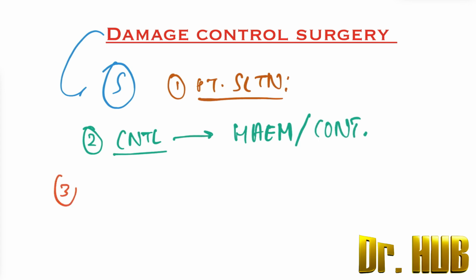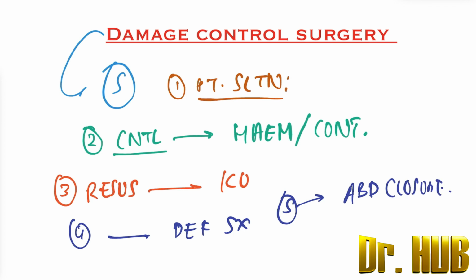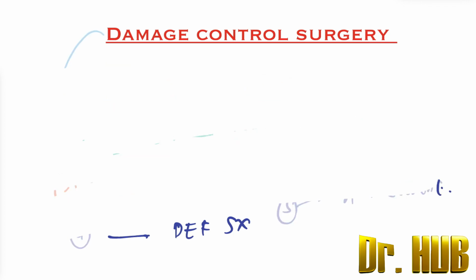Next, the third one is resuscitation, which is continued in the ICU. Then the fourth one will include the definitive surgery. The fifth one will be the abdominal closure. So first, let's look at the indications of the damage control surgery.